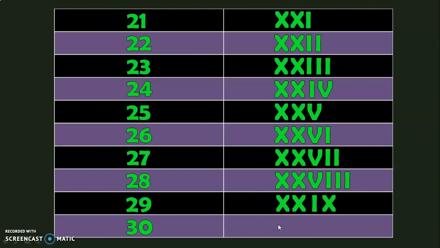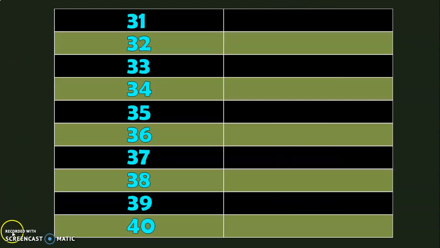And for 30 it is 10 plus 10 plus 10, that is XXX, which makes 30. This is the reason I told you that it is very important to know the Roman numerals for 1 to 10. Because once you know this, writing the remaining Roman numerals becomes very easy. Now let us write the Roman numerals for numbers 31 to 40. We know that 30 is XXX.